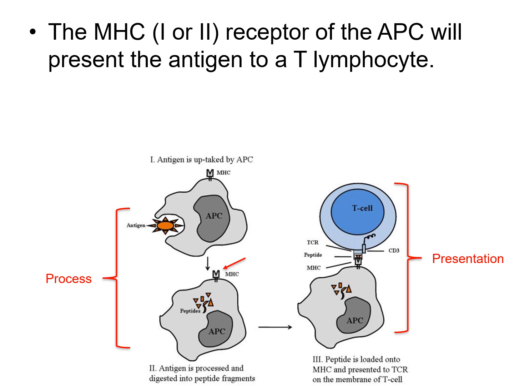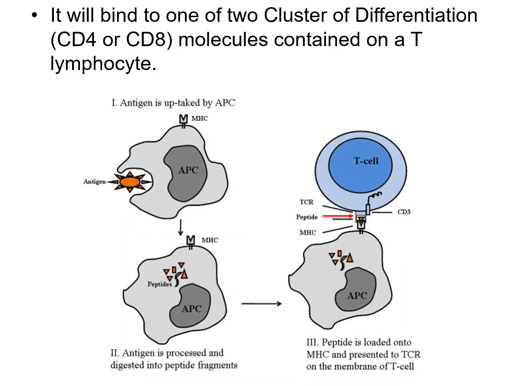The MHC1 or 2 receptor of the antigen presenting cell will present the antigen or a piece of it called an epitope to a T lymphocyte. In the picture, I have outlined presentation, that APC is presenting that fragment to the T lymphocyte. It will bind to one of two cluster of differentiation molecules contained on a T lymphocyte. So right where that synapsis occurs, there's a lot going on there.